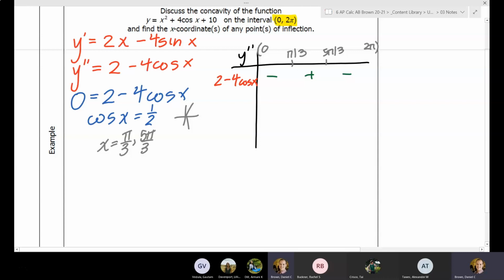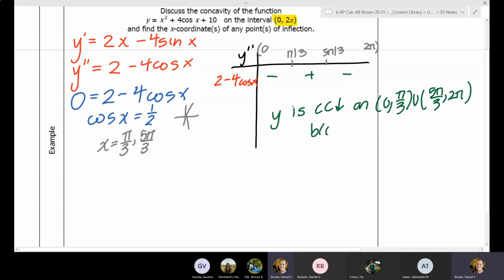Since we only have one factor, those are the intervals we have, so I see the second derivative is negative, positive, and then negative. Now we have to remember that the sign chart is not our answer. Our answer is we have to clearly state the intervals and then our justification. So this was a function y, so I can say that y is concave down on the intervals from 0 to pi over 3, union 5 pi over 3 to 2 pi.